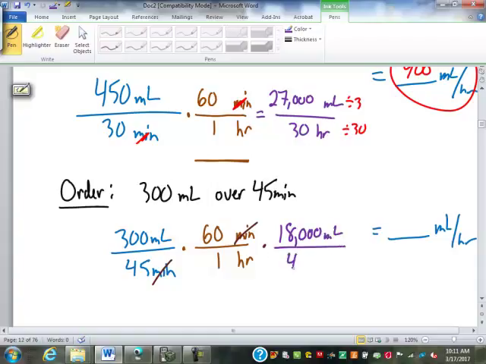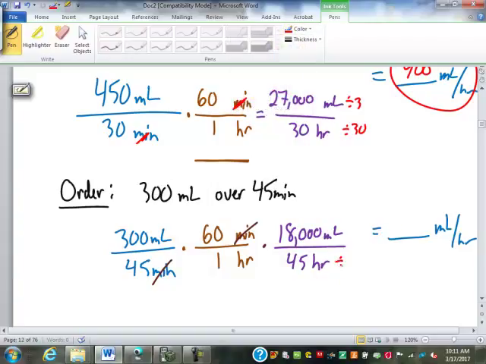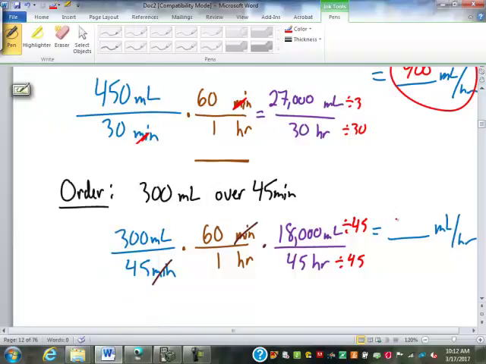45 times 1 hour is 45 hours. And now I have to divide out the 45. $18,000 divided by 45 is 400. So it's 400 milliliters per hour. What do you think? Not too bad.